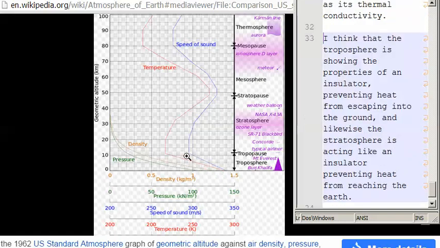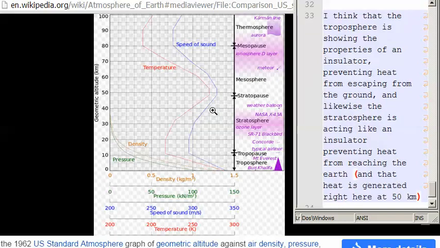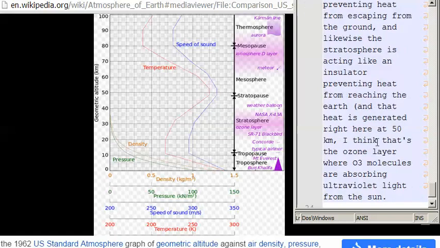I think that the troposphere here is showing properties of an insulator, preventing heat from escaping from the ground. And likewise, the stratosphere up here is acting like an insulator, preventing heat from reaching the Earth. I pointed to the wrong spot. The stratosphere here is preventing heat from reaching the Earth. That heat is being generated right in this region, about 40 to 60 kilometers above the planet. I think that's the ozone layer where O3 molecules are absorbing ultraviolet light from the sun.